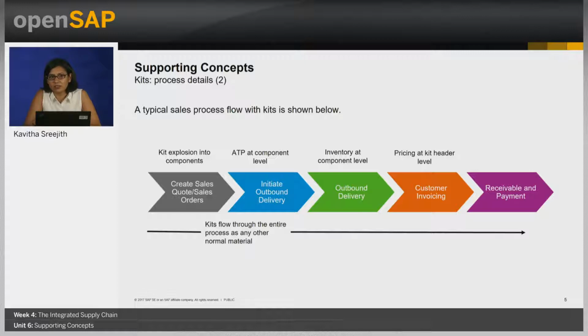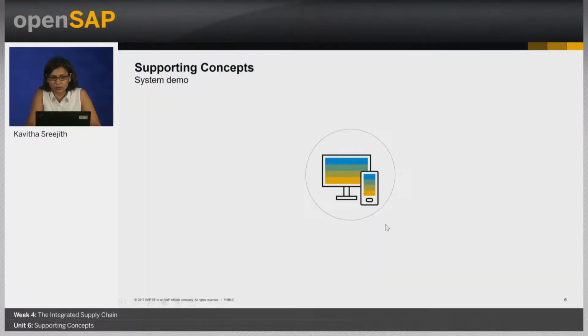What this means is that you would not be able to deliver or receive a non-integral kit, that is, a 0.5 each or a 1.5 each quantity of a kit is not possible. However, it's possible to deliver or receive partial kits. That is, out of the total requested 10 quantity of a kit, you could deliver or receive 4 kits. That's possible. Let's quickly move on to the system demo.